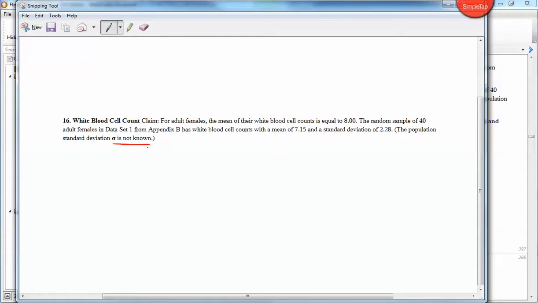Okay. I see a lot of numbers up here. You know, what do they all mean? Look at the claim. The claim says the mean of their white blood cell counts is equal to 8.00. So we're talking about a mean.